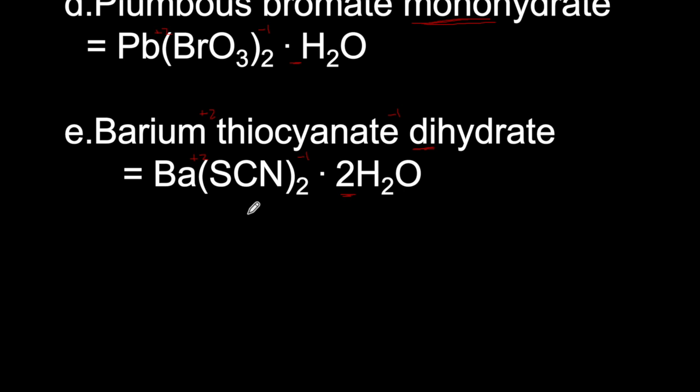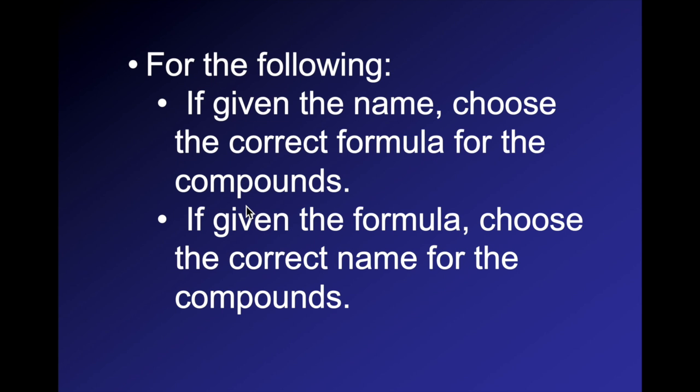So it's pretty simple. So the next part is you're going to be doing this by yourself here. So I'm going to show you the formula for the compounds, or show you the name for the compounds, and then you're going to give me the other part of it. So if given the name for the compound, choose the correct formula for the compound, or if given the formula, choose the correct name for the compound. All right, so let's go.